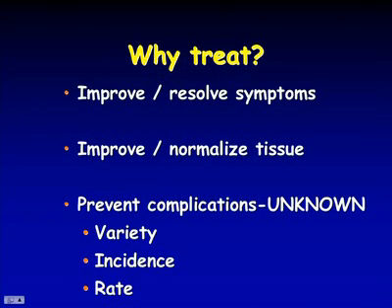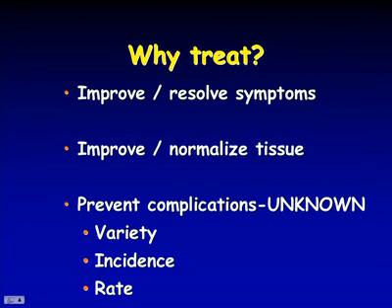The first question is really why treat? Why do we need to do something about these problems? And I think the obvious and most important is that we improve and/or resolve those symptoms. It goes back to the major goal that we've discussed before. We want to make sure that we can maintain for children normal growth and development, and for adults with these problems that we can improve the quality of life so they can interact in a social situation as well as maintain their professional lives. The second important treatment goal is to improve and/or normalize tissue.